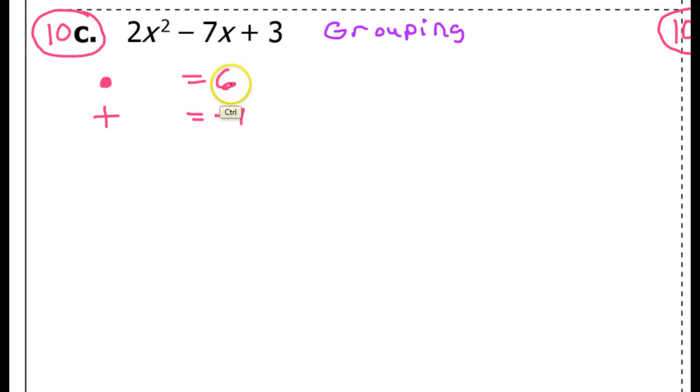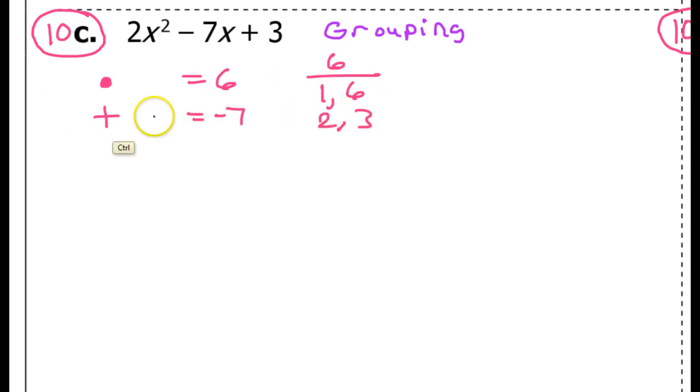So as always, we start with the product. Alright, we start with 6. What are all of the pairs of numbers that will multiply to make 6? Well, that would be 1 times 6 or 2 times 3. So that's the complete list. Now, which of these pairs can make a sum of -7?